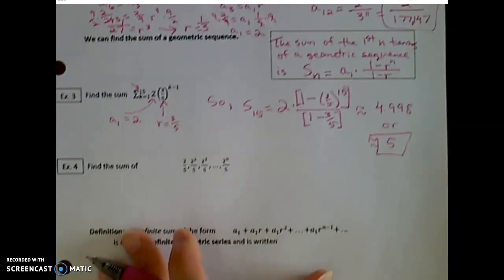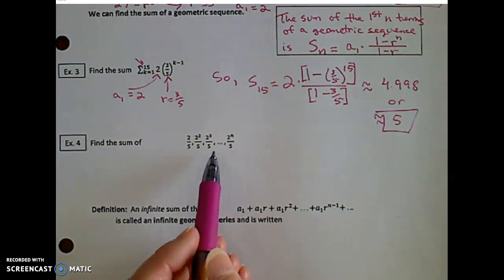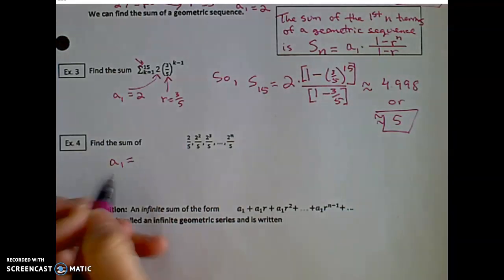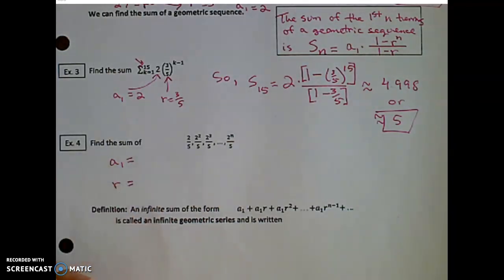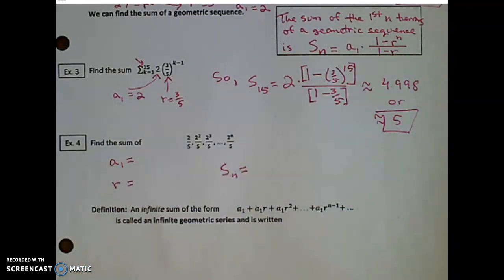Pause if you would, and just in general, jot down a formula to find the sum of the first n terms of this geometric sequence. Notice what a sub 1 is, and try to figure out what your common ratio is, and then find the sum of the first n terms.